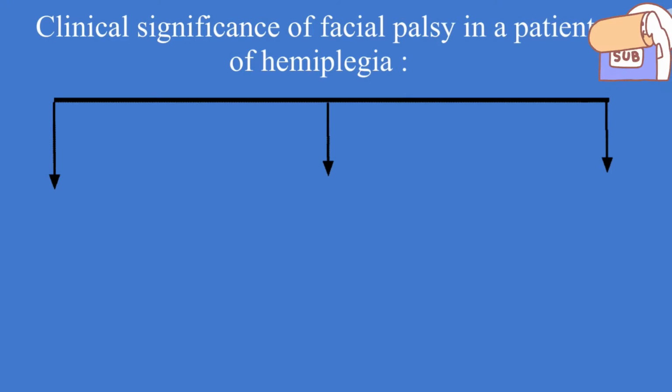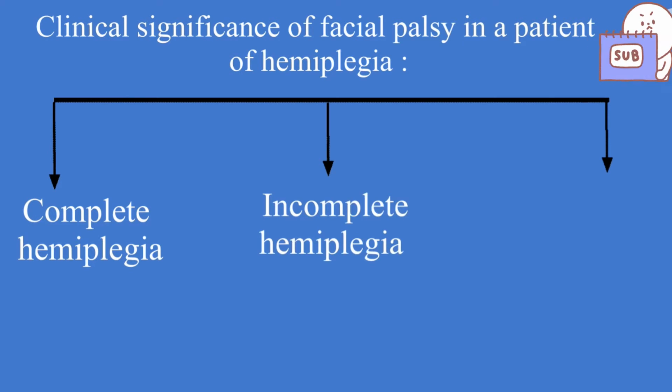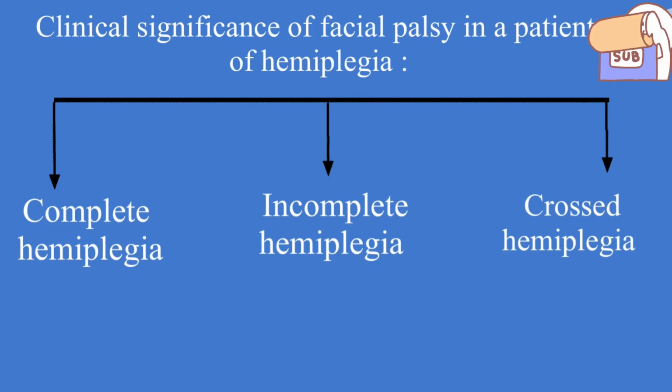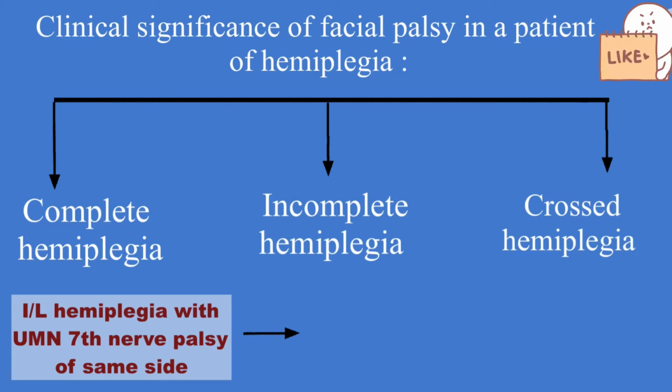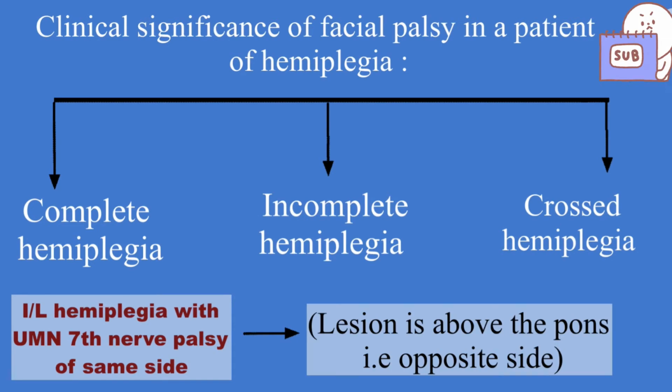Now, what is the clinical significance of facial palsy in a patient of hemiplegia? It can be complete, incomplete, or crossed hemiplegia. In a patient with complete hemiplegia, there is contralateral hemiplegia with the same-sided UMN type of 7th nerve palsy. So, the lesion is above the pons on the opposite side.